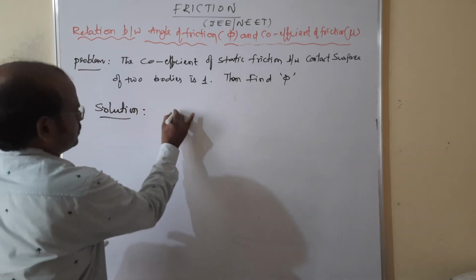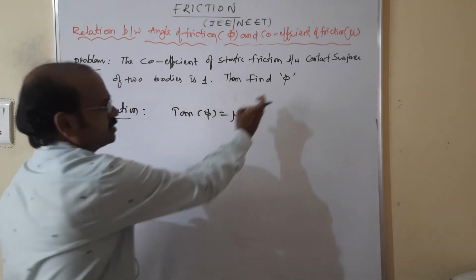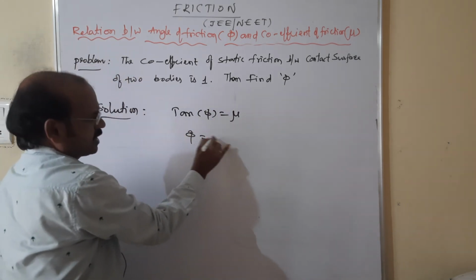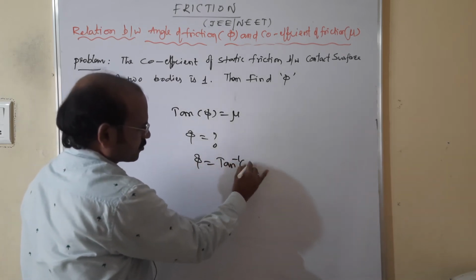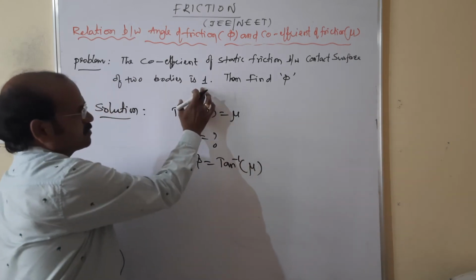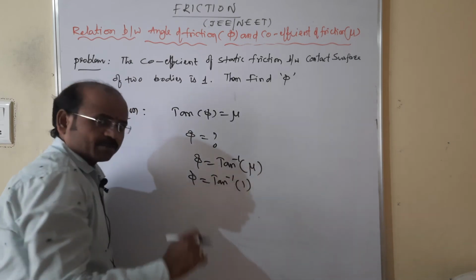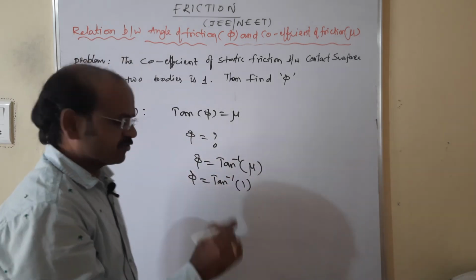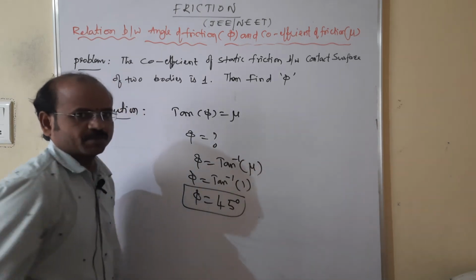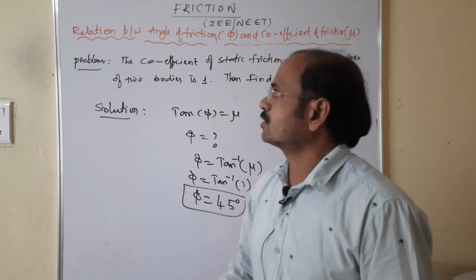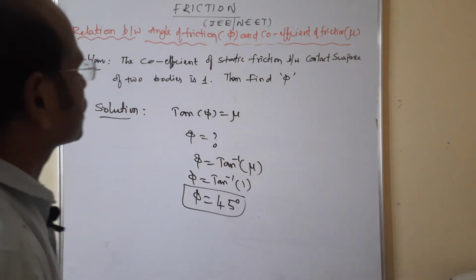Tan phi is equal to μs. Now it is asking for the angle of friction, so here friction angle, question mark. Therefore phi is equal to tan inverse of μ. How much is μ given? 1. So here you write tan inverse of 1. Of course this 1 comes in the tan table at an angle of 45 degrees. So we can write 45 degrees is the angle of friction. This is one question related to this basis. I want to tell you one more question related to the contact force also.